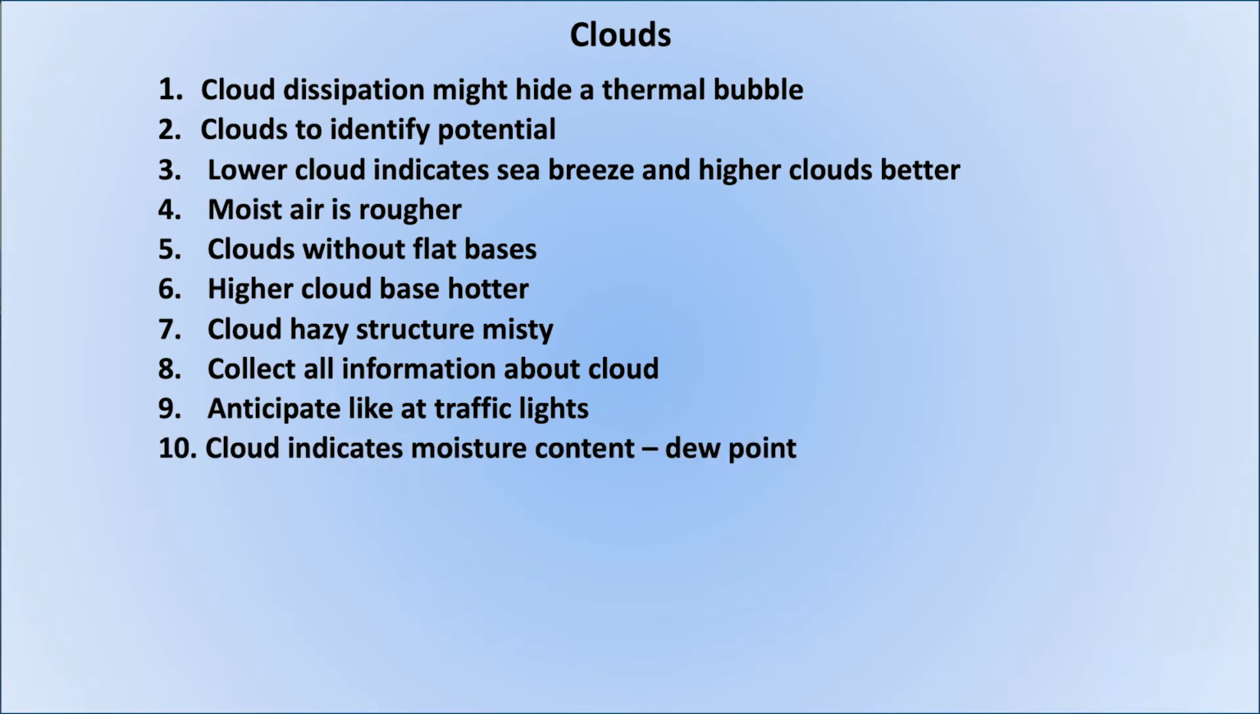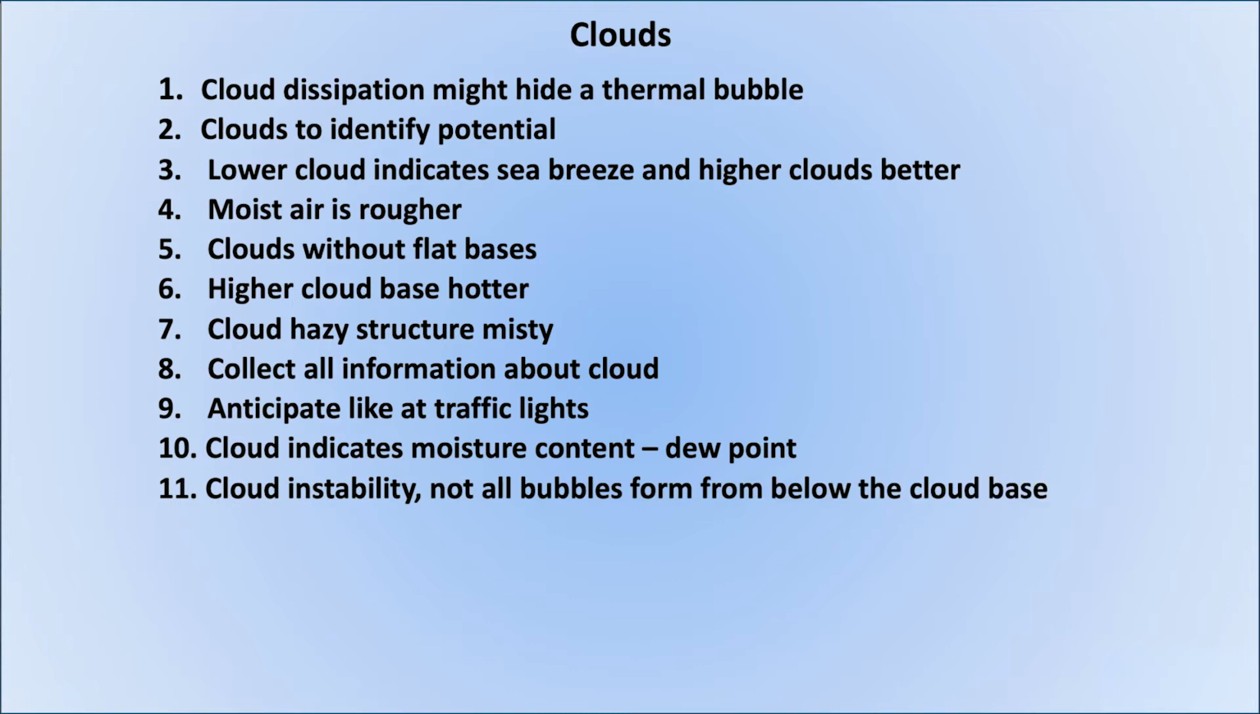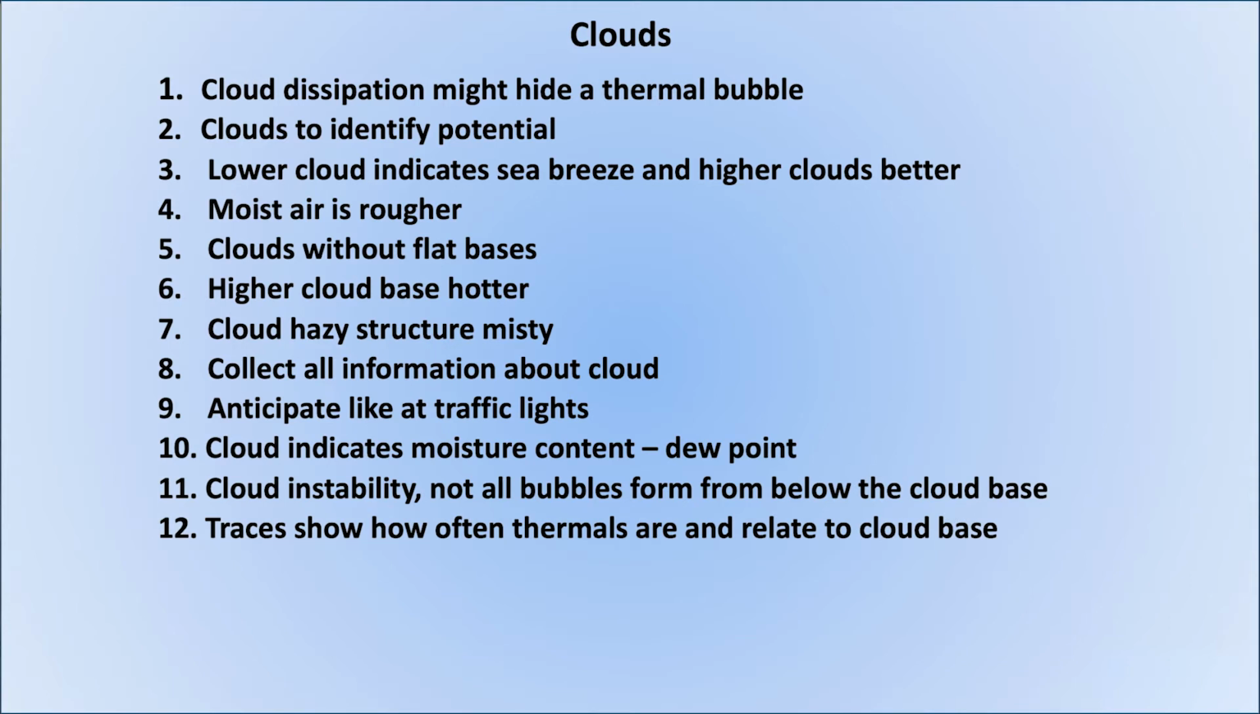Cloud indicates moisture content, i.e. that the air that's rising has hit the dew point. The greater the cloud, the bigger the cloud, the greater amount of humidity was in the thermal. Cloud instability. Not all bubbles form from below the cloud base. Traces show how often thermals are, and you can relate that to cloud base. So when you're on a cruise, note on the trace how many thermals you bound through, probably rejected.